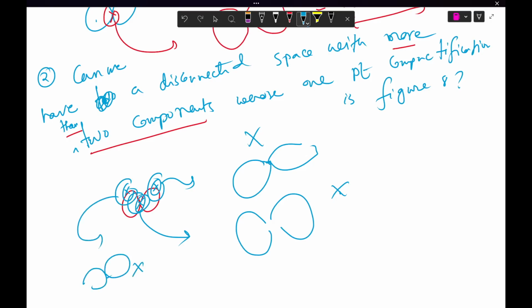So basically the point is, from figure 8, if we remove one point, then at most we can get two components. So we can't have any space having three components whose one-point compactification is figure 8. So the answer is no.